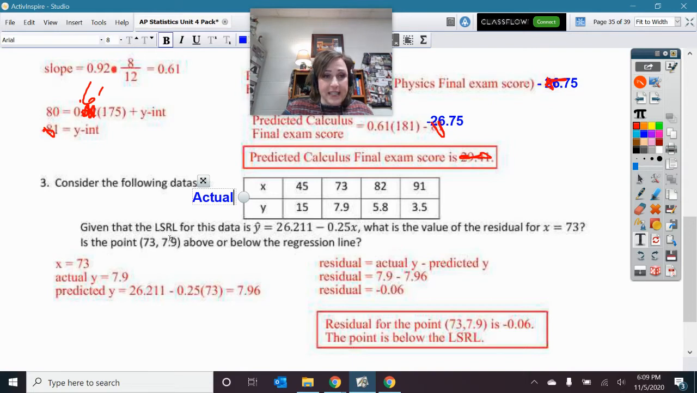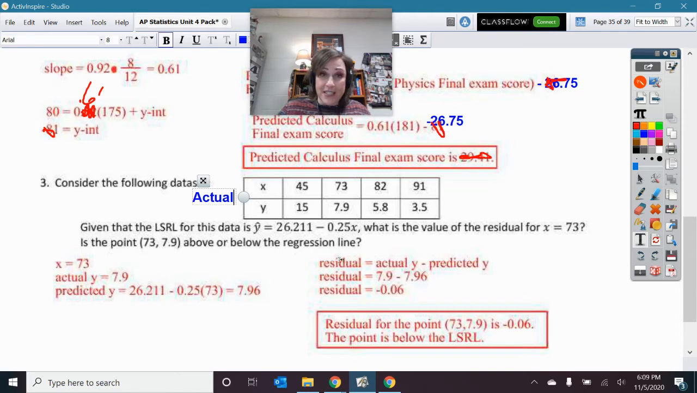Actual y is 7.9. That's what this point is telling me. X was 73, and 7.9 was the y. So I'm going to predict the y using this equation. So I'm going to do predicted y. In my x, I plug in 73 right here, and I get 7.96.